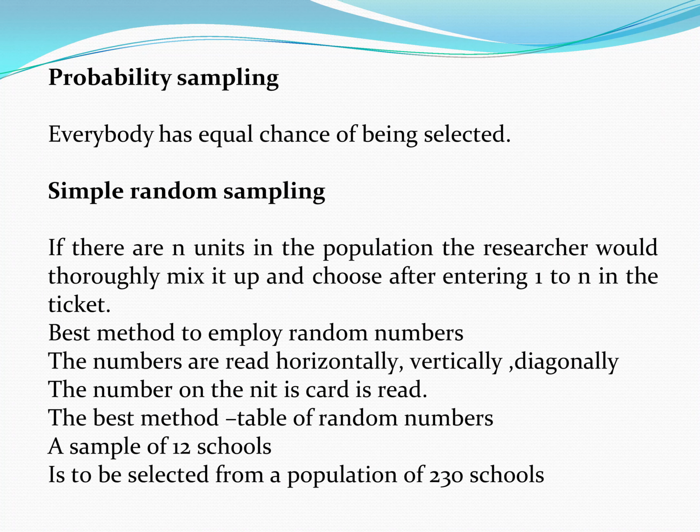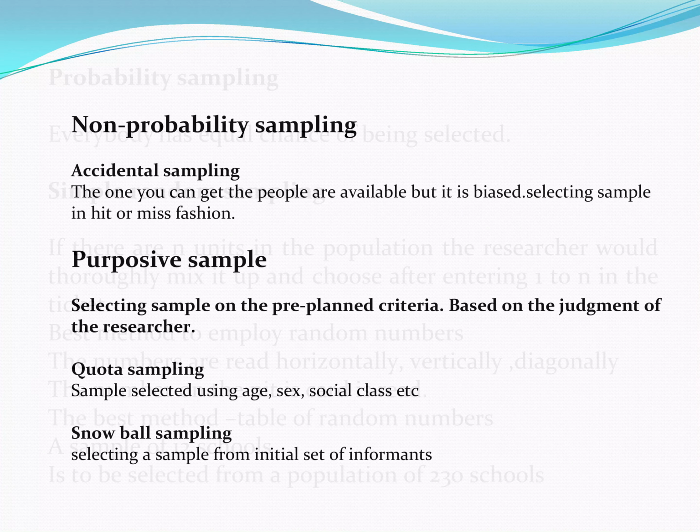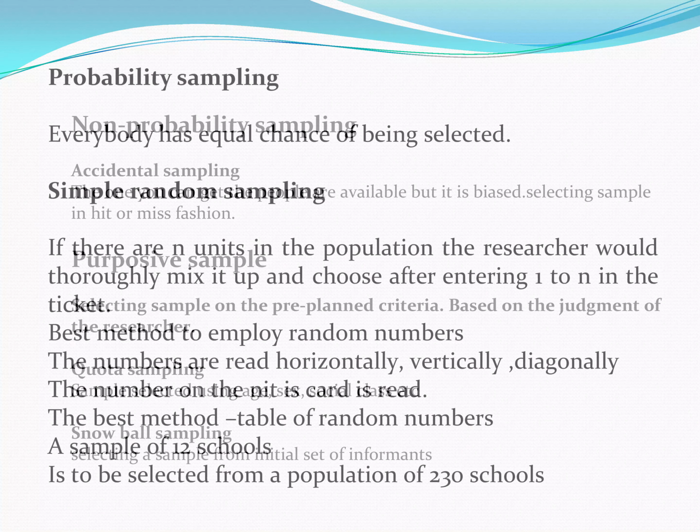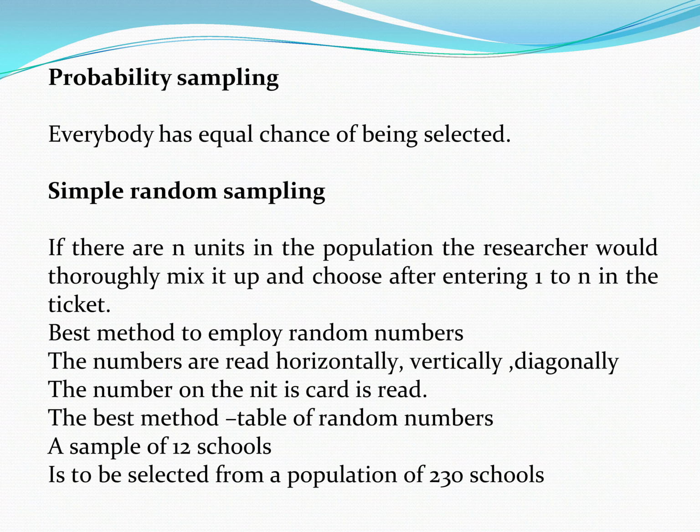Now, the different types of sampling. So you have probability sampling and non-probability sampling. Now, what is probability sampling? Everybody has equal chance of being selected. So probability sampling, where everybody has equal chance of being selected, is simple random sampling.